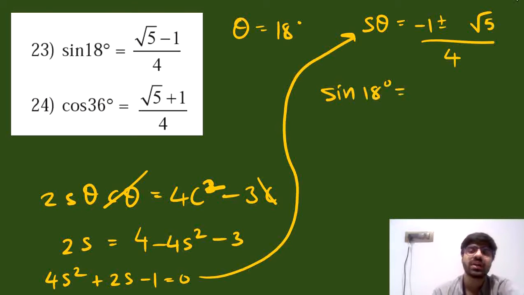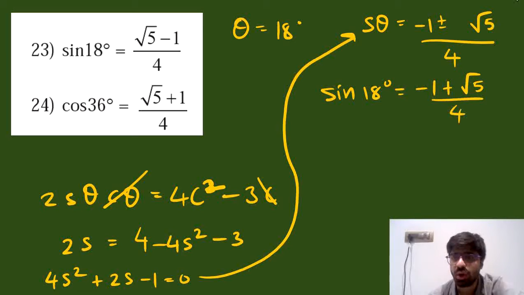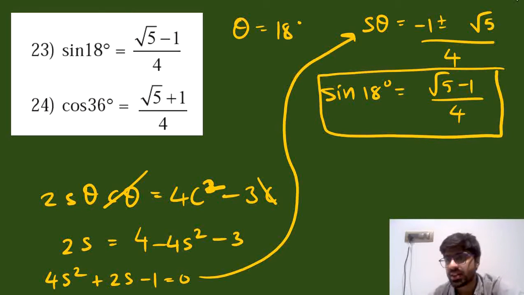But you need to be careful. Sine 18 degrees is an angle in the first quadrant, so sine theta will be positive. So you cannot take a minus sign here, because if you take minus 1 minus root 5, then that value would turn out to be negative. So sine 18 is minus 1 plus root 5 the whole divided by 4, or root 5 minus 1 the whole divided by 4. That is how we are finding sine 18.